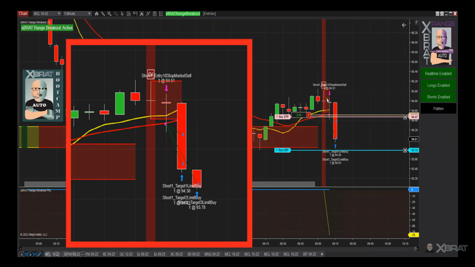So what we have is we have the oil range defined. This time the tag is in red. The range's bias is red, so we're only looking for the shorts. So we got 3 contracts initially taken short at this point here.